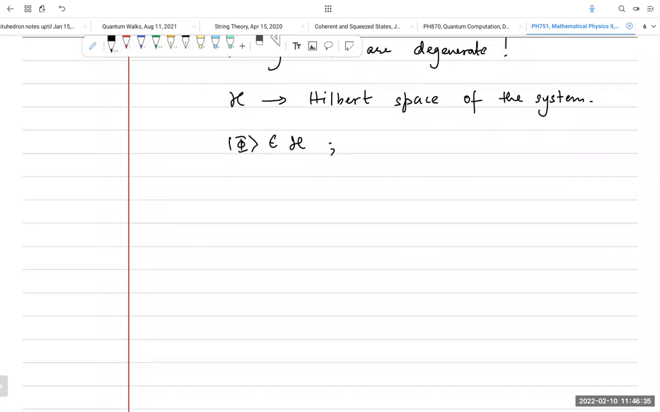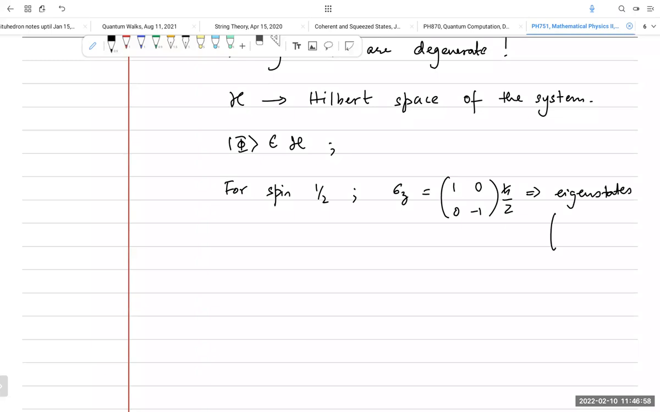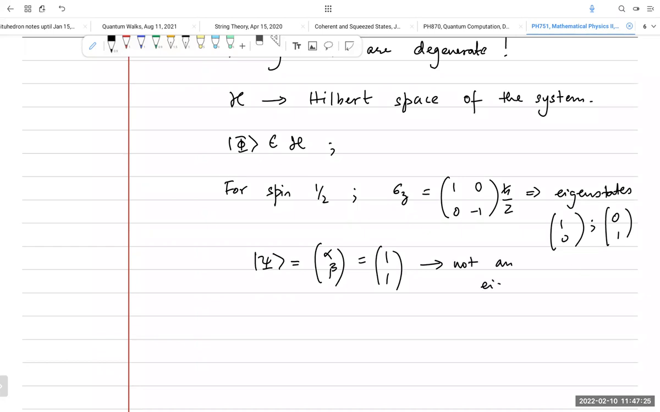So for instance, for spin 1/2, if I have my sigma z operator, (1, 0; 0, -1), and I say that this is my Hamiltonian, what are the eigenstates? The eigenstates are (1, 0) and (0, 1). These eigenstates form a basis for my Hilbert space. But if I have an arbitrary state, some alpha, beta, let's say (1, 1), is this an eigenstate of my Hamiltonian? No. Not an eigenstate.